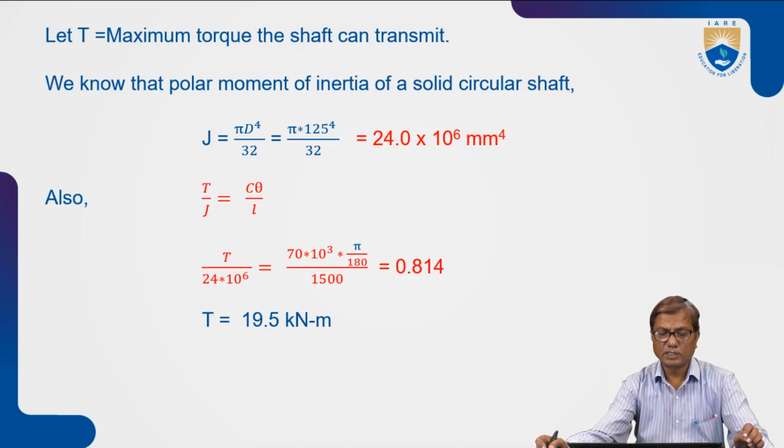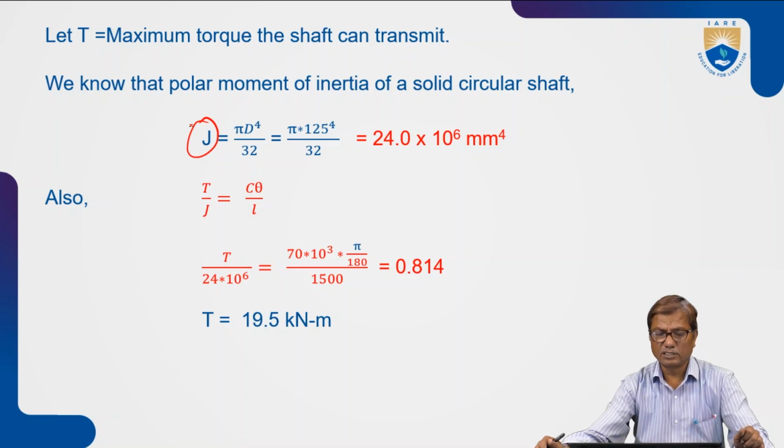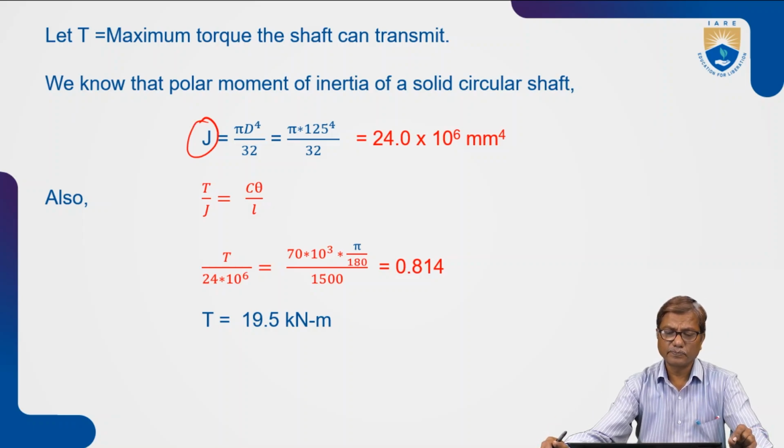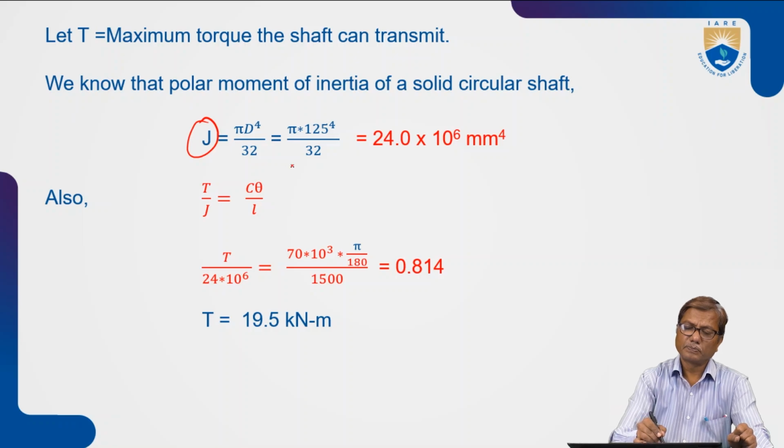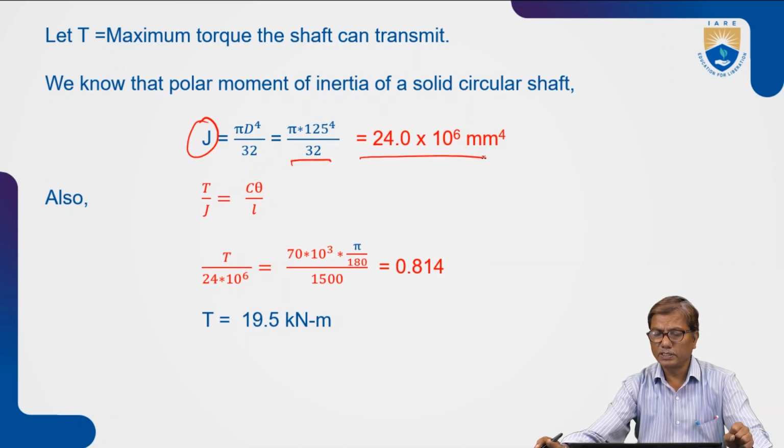First, let us find the polar moment of inertia, pi d power 4 by 32. Here the diameter of the shaft is 125 millimeters. So pi d power 4 by 32 is 24 into 10 power 6 millimeter power 4.